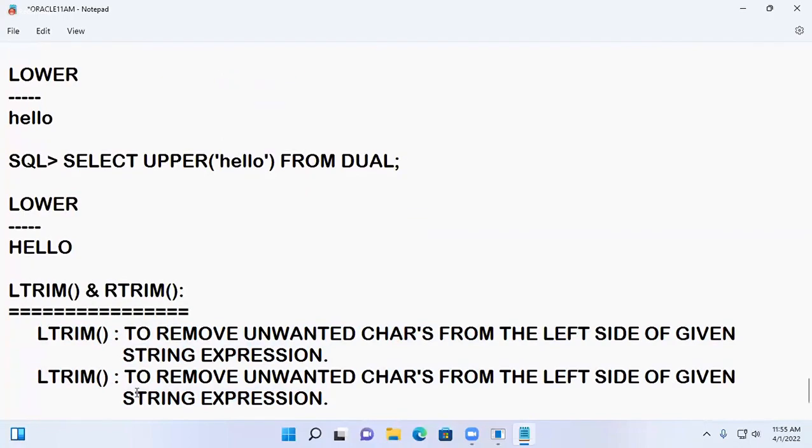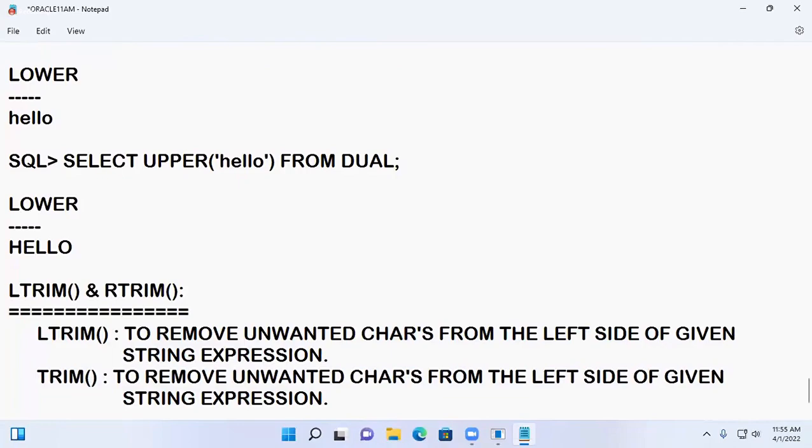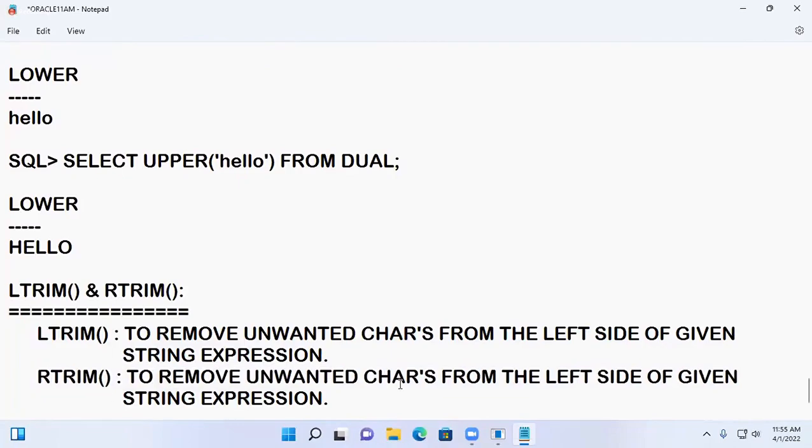Come to the next one, which is called rtrim. It removes unwanted characters from the right side of the given string.